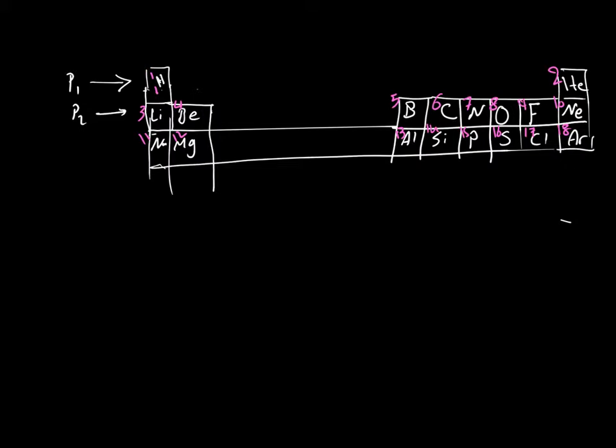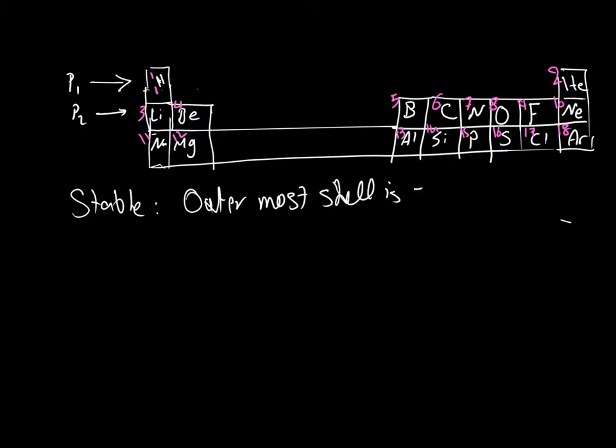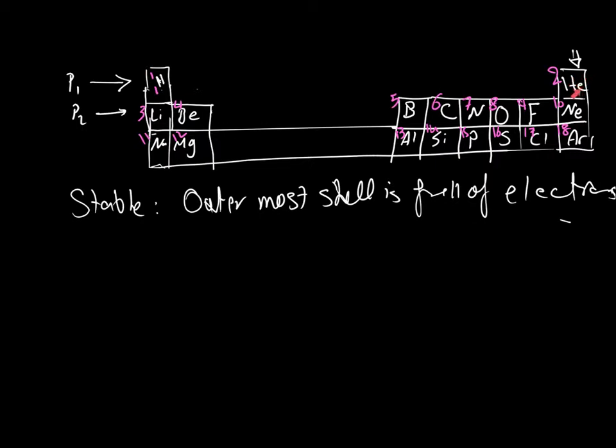What do we mean now by stable element or stable atom? Stable means outermost shell is full of electrons. We have only noble gases, those groups, that have complete outer shell: helium, neon, and argon. While other elements in the periodic table have incomplete outer shell, and they are seeking stability.